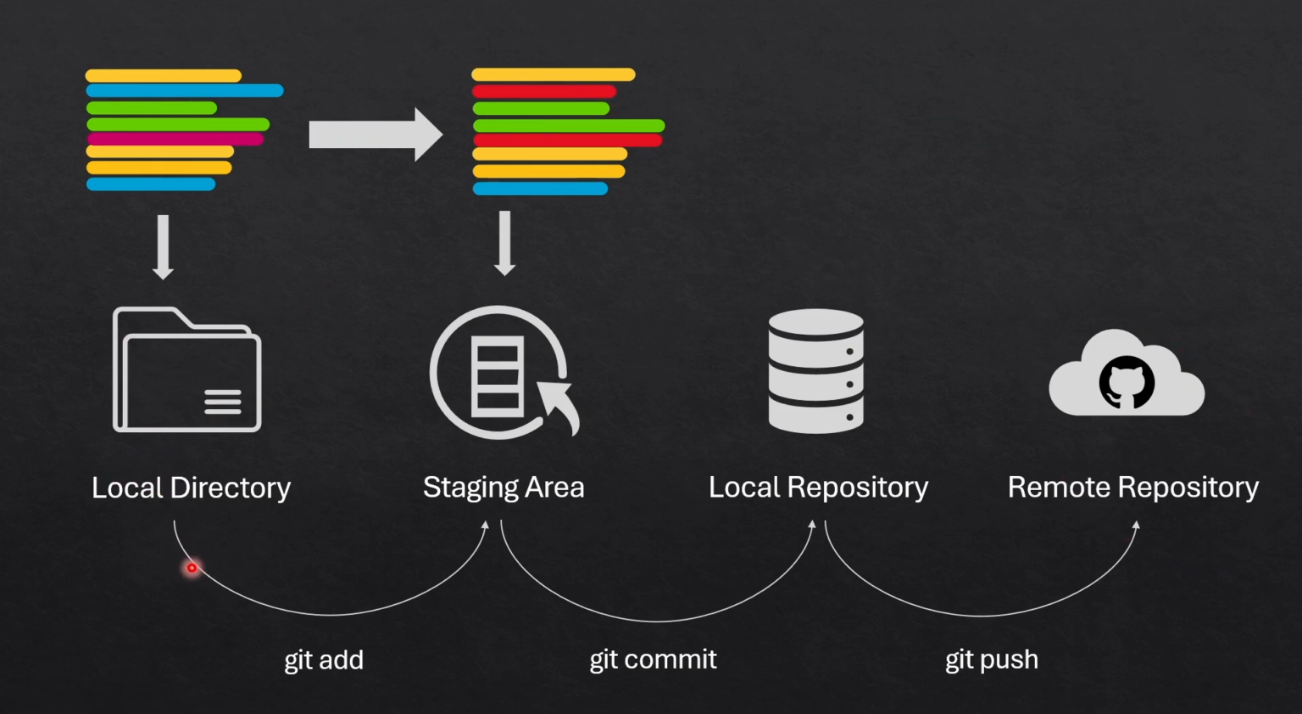From there we can again make some changes and use the git add command to move those changed code to the staging area, and after that we can use the git commit command to move the changed code to the local repository, and then we can use the git push command to move those changed code to the remote repository. So we can do this process as a cycle any number of times.